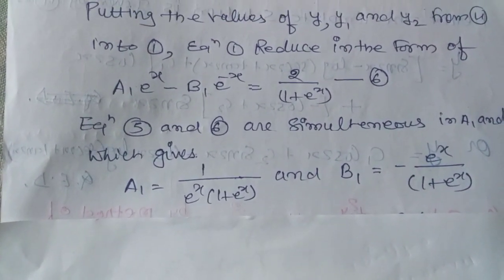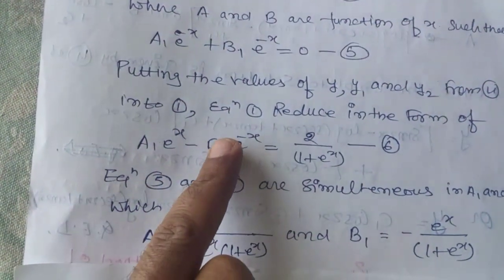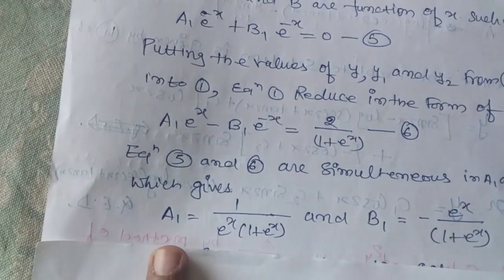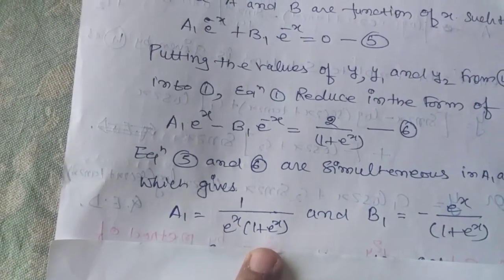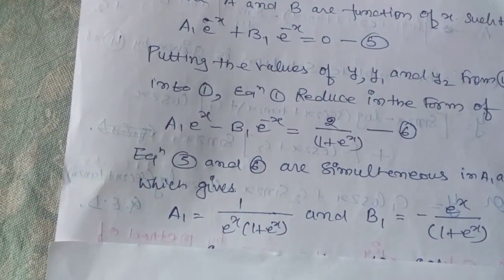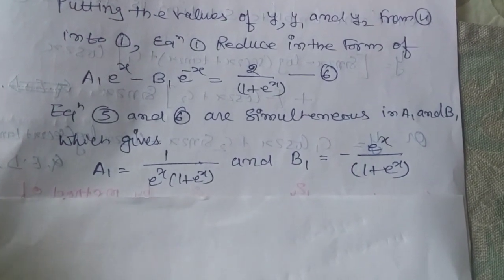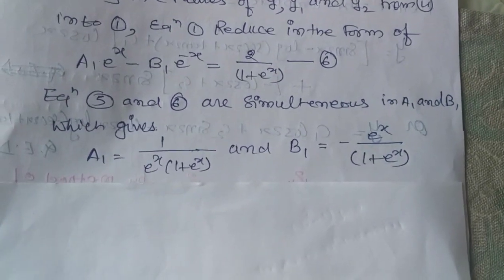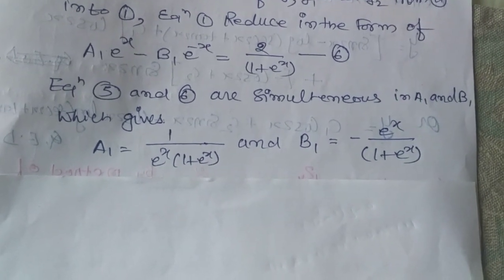Adding equations 5 and 6, the b1 e^(−x) terms cancel. We get a1 = 1/(1 + e^x) plus e^x, and by subtracting equations 5 and 6 we get b1 = −e^x/(1 + e^x). So these are the values of a1 and b1.